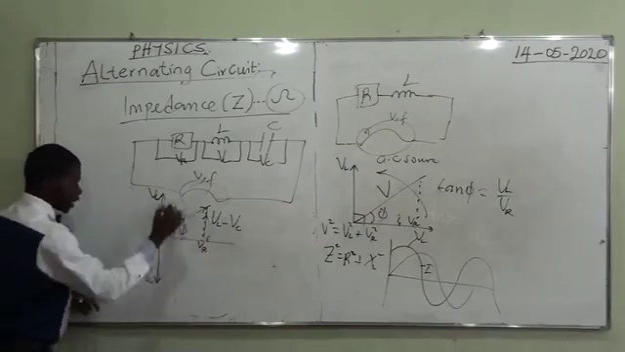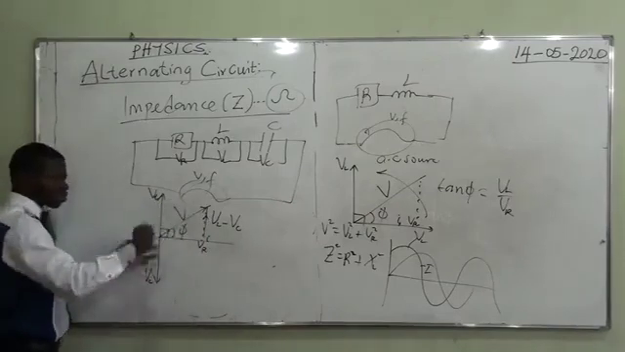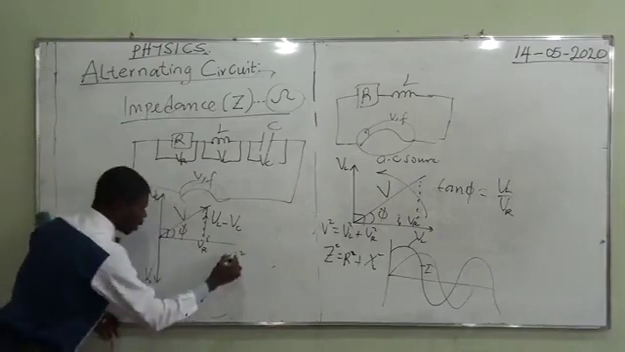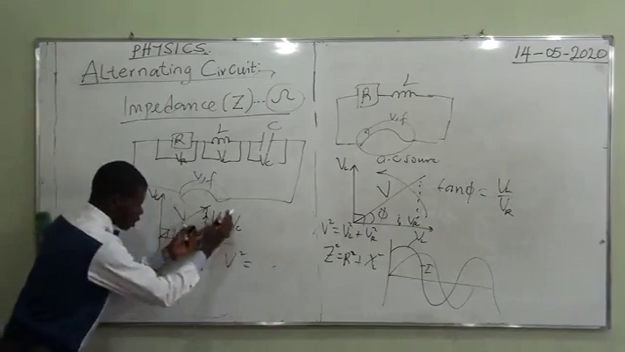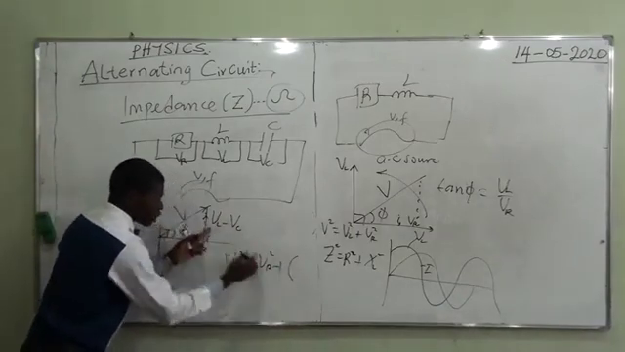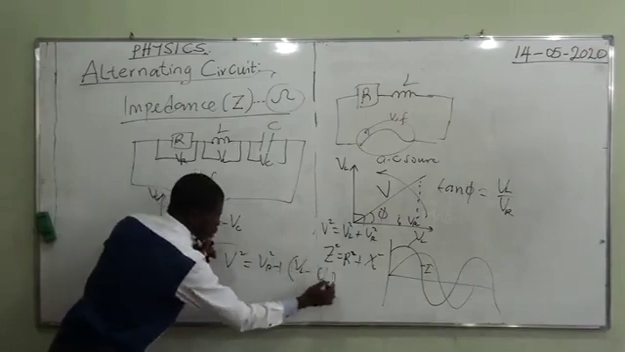Then the effective value is here. For us to get everything, just play around with Pythagoras theorem. I'll do the first one and then go to the next thing. V squared is the square of this one plus the square of this one. So you have V squared equals VR squared plus, open a bracket, because there are two terms there, VL minus VC, all squared.